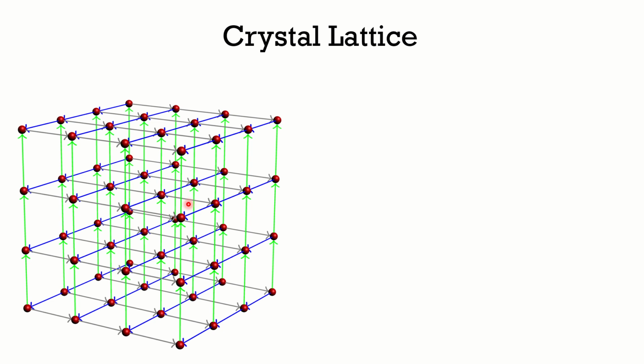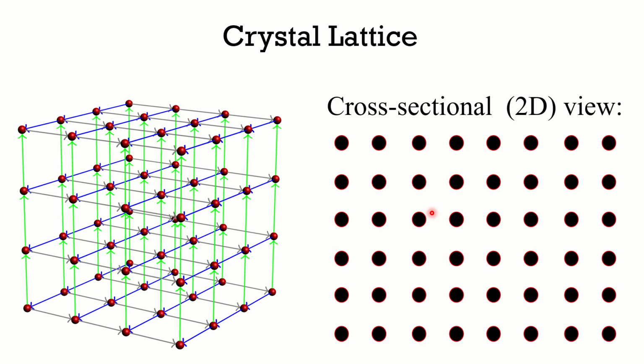So if I see a cross-sectional view or 2D view, it should look like this, where these are all mathematical or geometrical points. So if the geometrical points are arranged in such a way that when the lattice is looked at from one point, it looks the same when it is viewed from another point, then such an arrangement of geometrical points is called a crystal lattice.